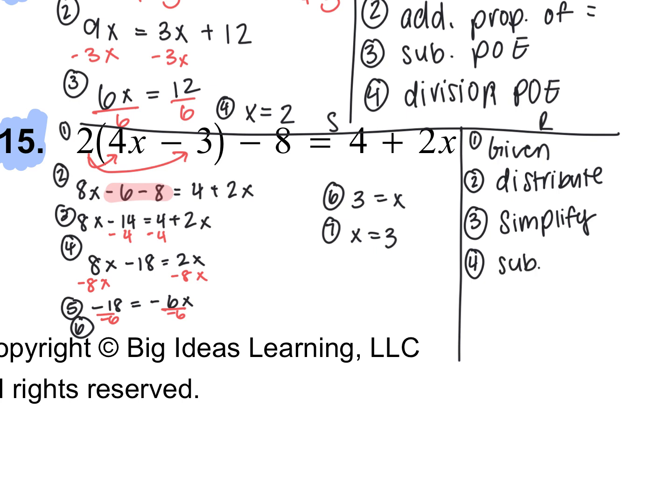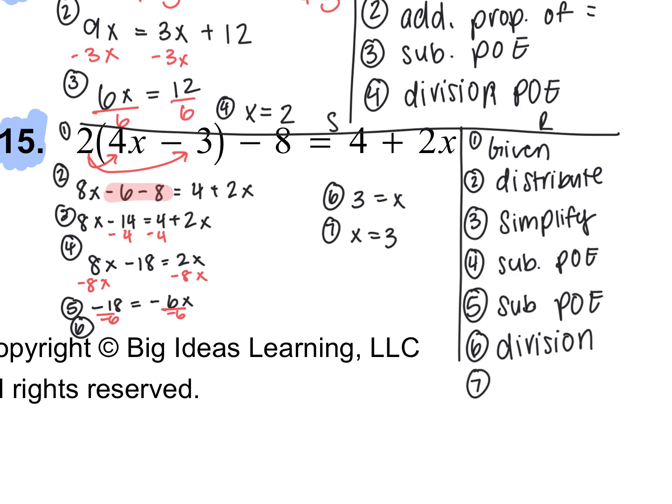Good. Subtraction property of equality. 5. No, 5 wouldn't be division property. 5 would also be subtraction property. 6 would be division. And then 7 would be symmetric.